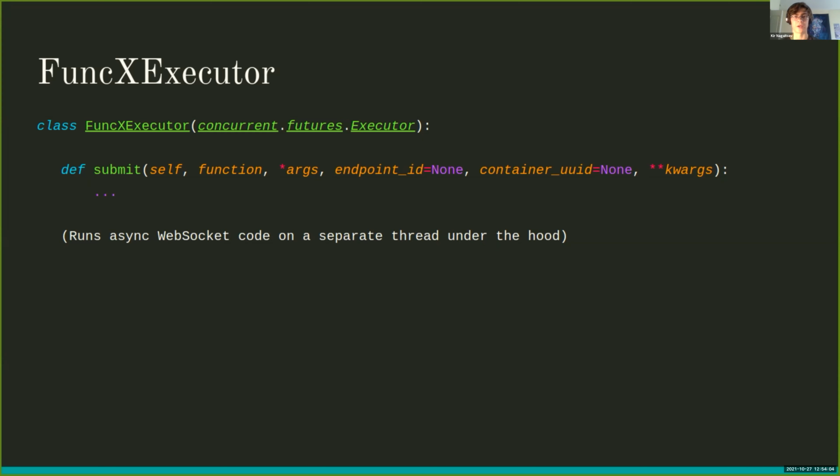This is a concurrent futures executor, sorry. And currently the key method that it implements is the submit method. It takes a function and arguments as well as an endpoint ID that the function should be executed on. And also note that this executor runs the async WebSocket code on a separate thread under the hood, as I mentioned. So it's using the async interface under the hood. It should perform just about the same as the async API that I just showed you.